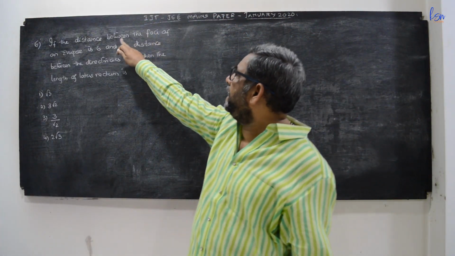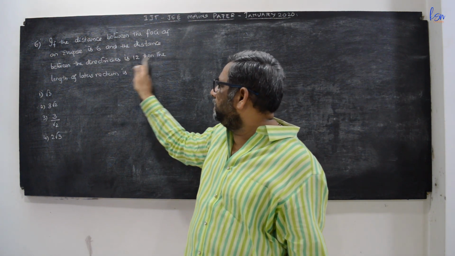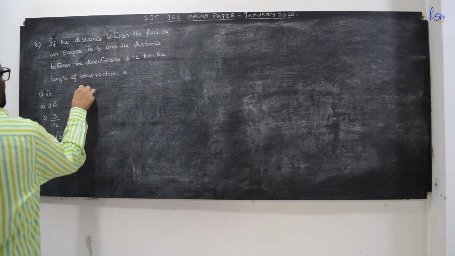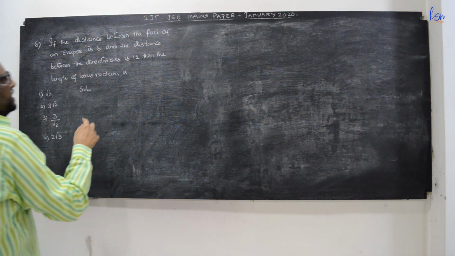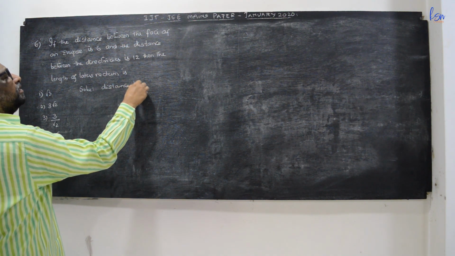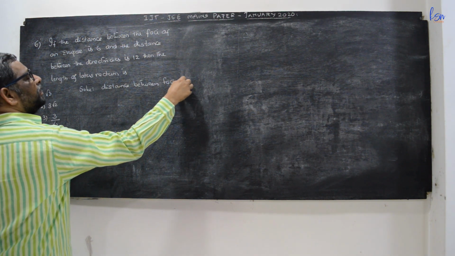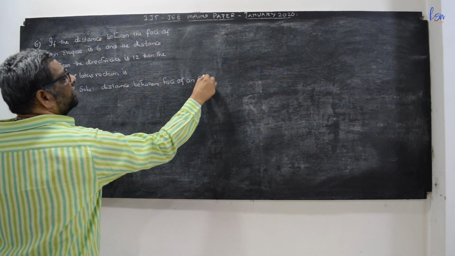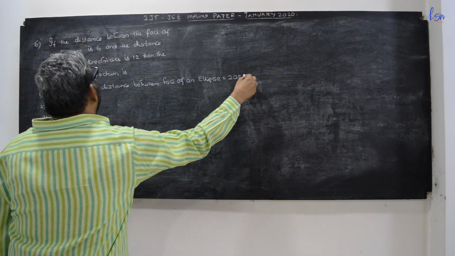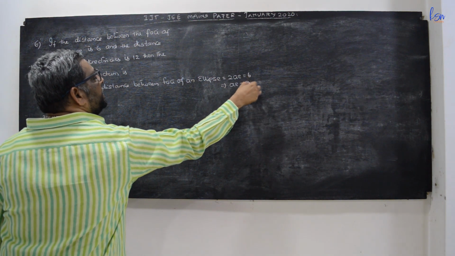The next problem is: if the distance between the foci of an ellipse is 6 and the distance between the directrices is 12, then the length of the latus rectum is. Here this problem is very easy, straight away depends on the formula. Distance between foci of an ellipse is equal to 2AE, equal to 6, and it implies AE is equal to 3.